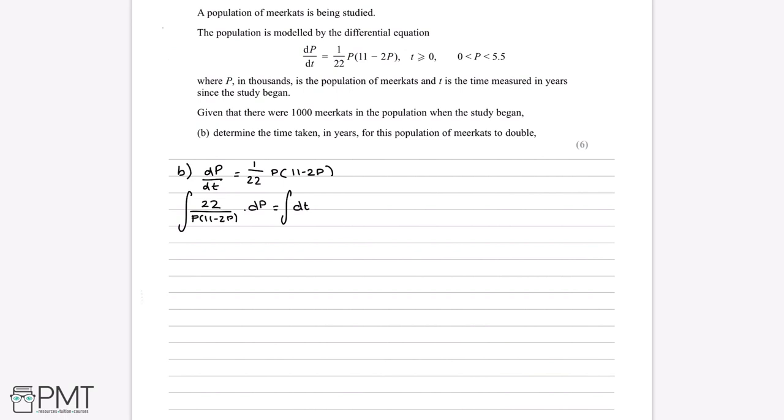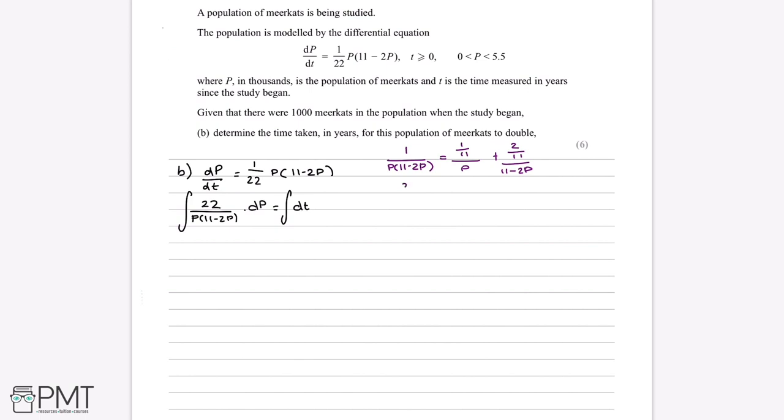So first, if we focus on integrating the left-hand side, the first thing we want to do is split this up into partial fractions. And we can do this quite easily because of what we did in part A. In part A, we wrote that 1 over p multiplied by 11 minus 2p can also be written as 1 over 11 over p plus 2 over 11 over 11 minus 2p. So you can see that this and this are very similar in form. The only difference is that this is this one multiplied by 22.